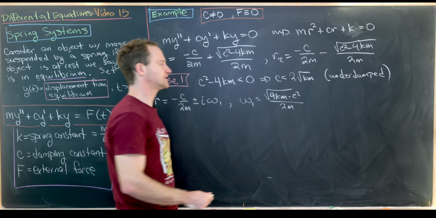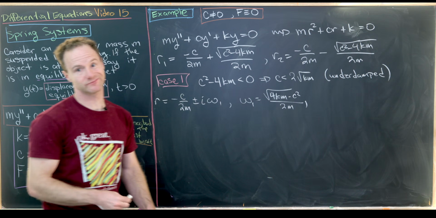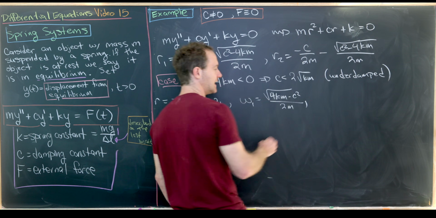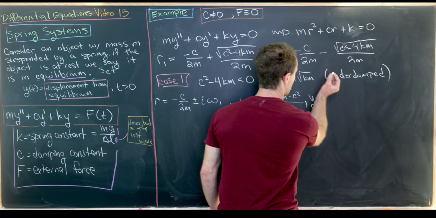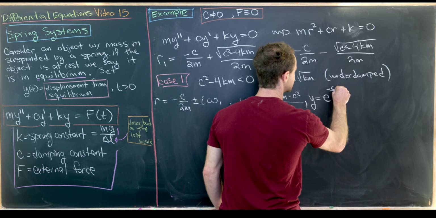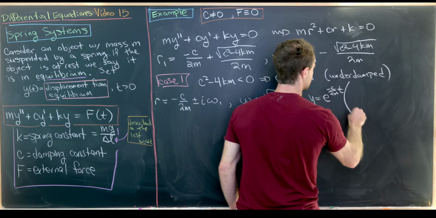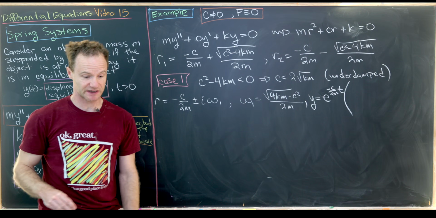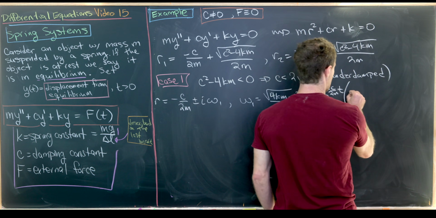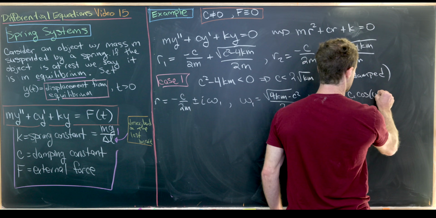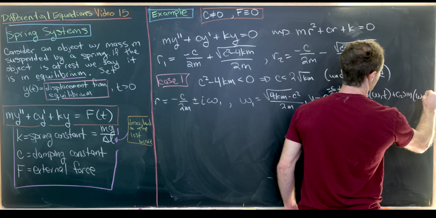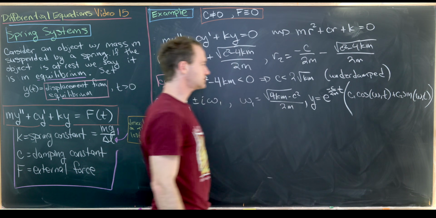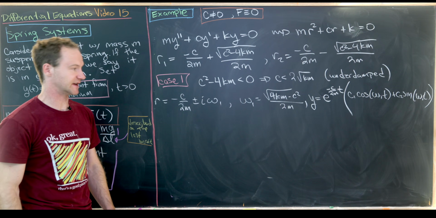Okay, so in this case, we can pretty easily write down a final solution, and that would be like this. So we'll have y is equal to e to the minus c over 2m times t. So that would be our exponential part. And then we'll have c1 cosine of omega 1 times t plus c2 times sine of omega 1 times t. So we've got some sort of picture like that.